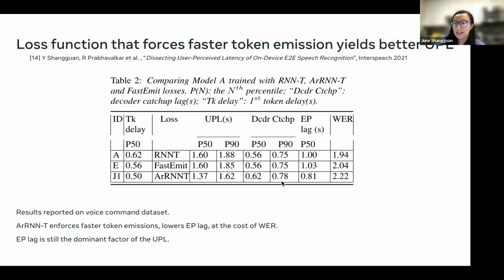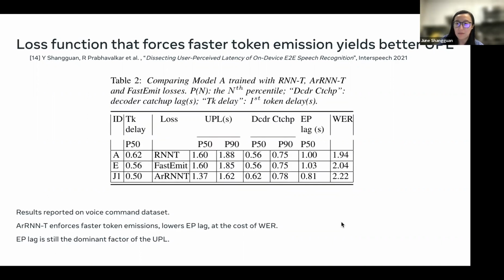We found out that even if the decoder catch-up hasn't changed, which means that the model per step is still kind of the same amount of time, because your last token was able to be emitted early, your endpointer started counting silence early. And that's why the endpointer has a huge reduction in its latency. And of course, you still see that the word error rate has some degradation because of that.